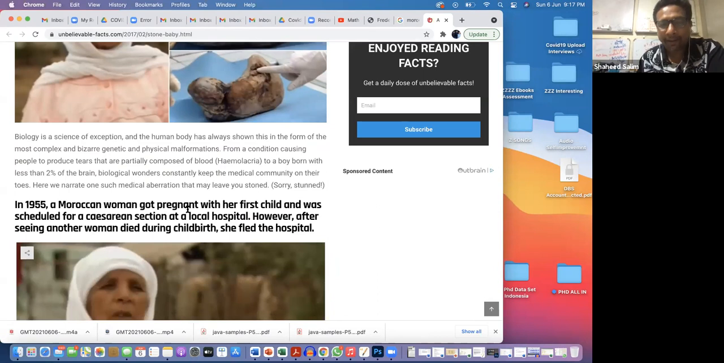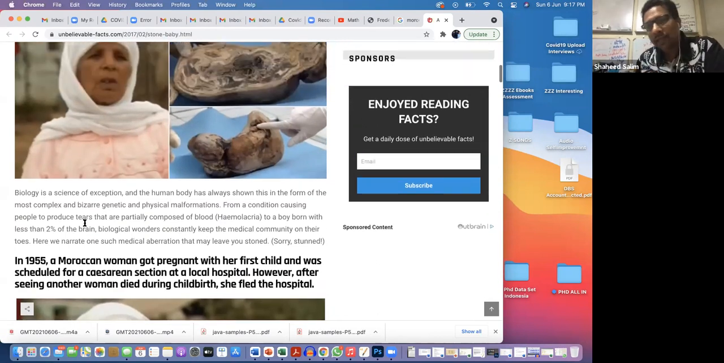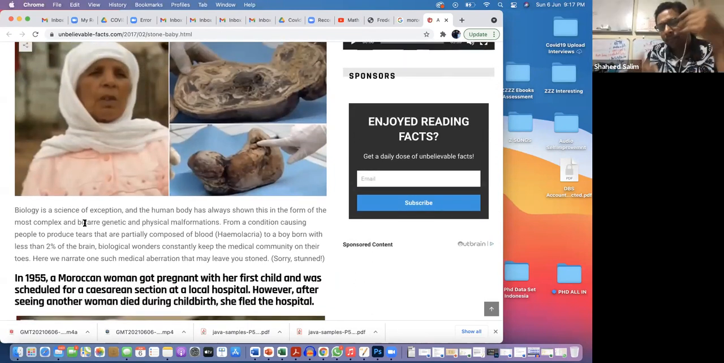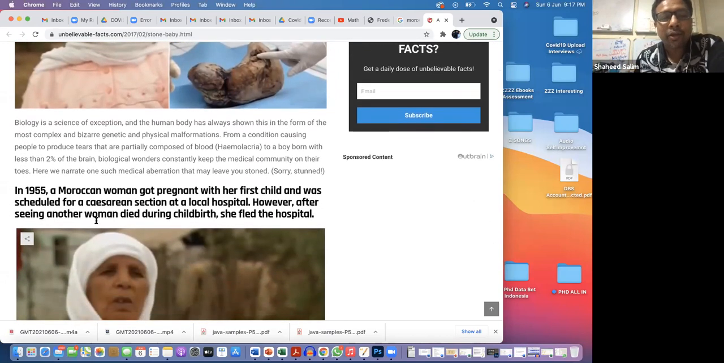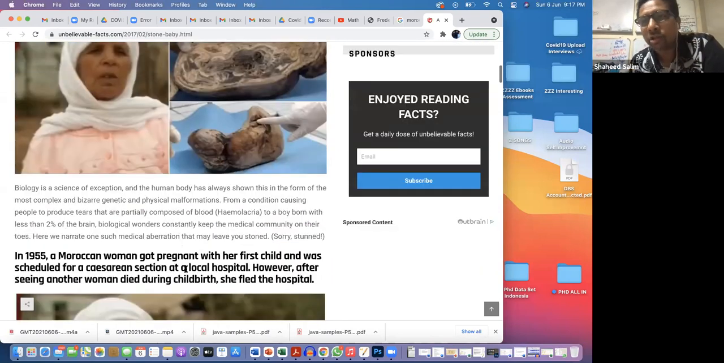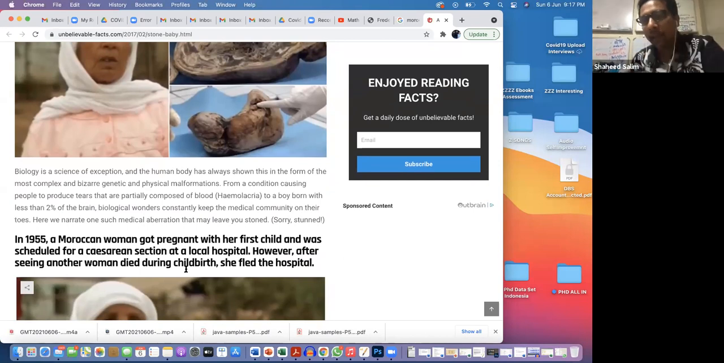See, in 1955, she got pregnant with her first child. And then was scheduled for cesarean section. Cesarean section means you need to cut a part of the body to take out the baby. Why? Maybe the baby was too big. Okay, like my two sons, they were very big. So ex-wife got to be cut up. But she saw another woman died during childbirth. Now remember, this is 1955. So when she saw that, she fled from the hospital. She ran away. Then what about the baby inside? The baby is supposed to be given birth, right? But she has to give birth by cesarean section.